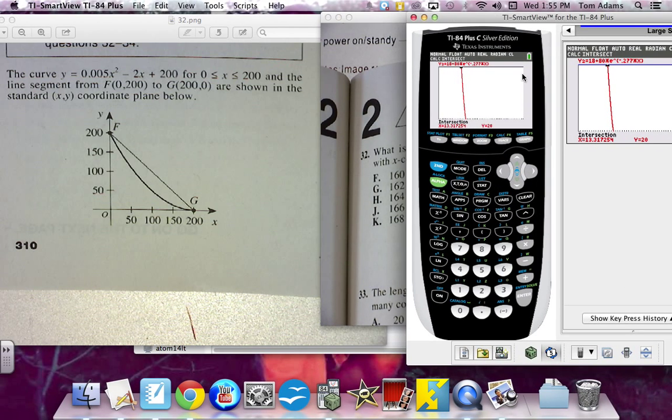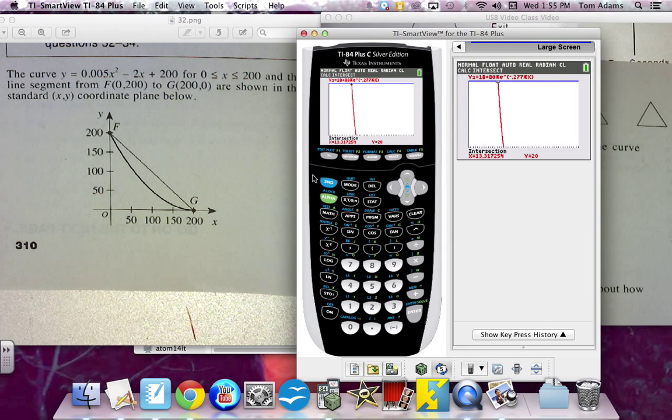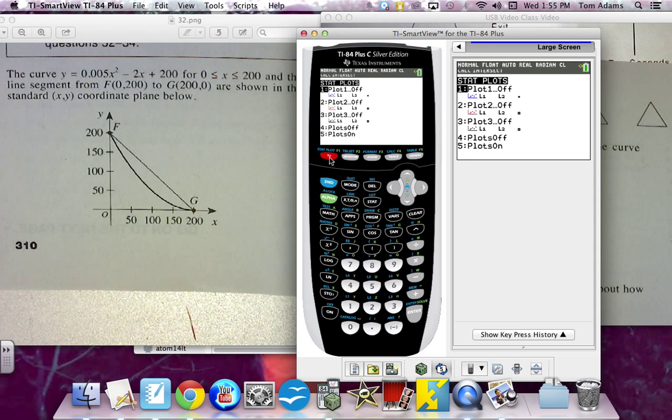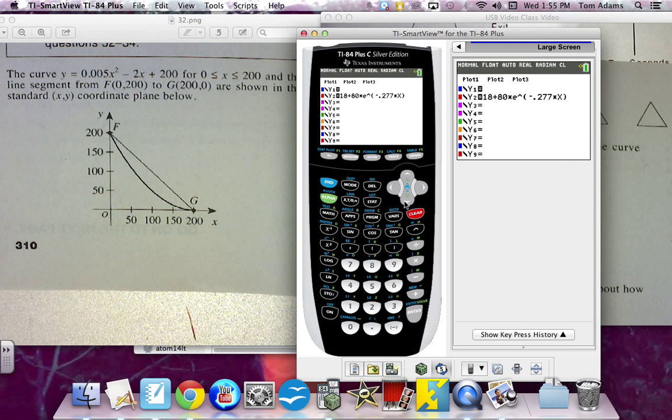So what I'm going to do is I'm going to pull up my graphing calculator, and I'm just going to clear this out and clear this out. And I'm just going to graph the function, which is 0.005x squared minus 2x plus 200. Okay? And that's this function here.